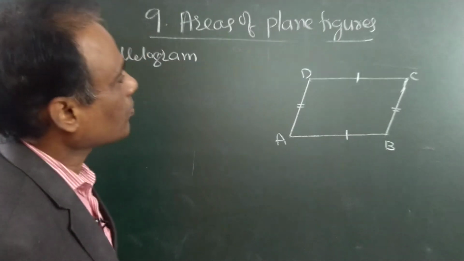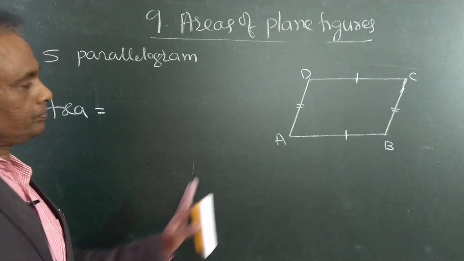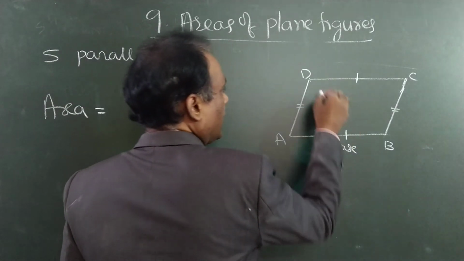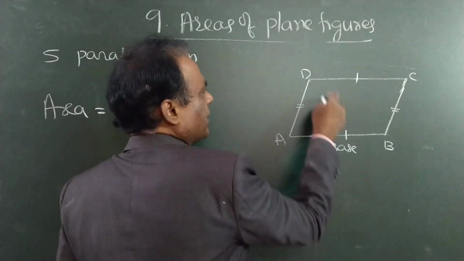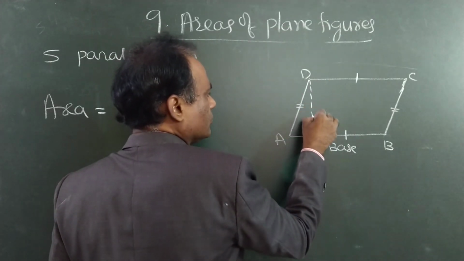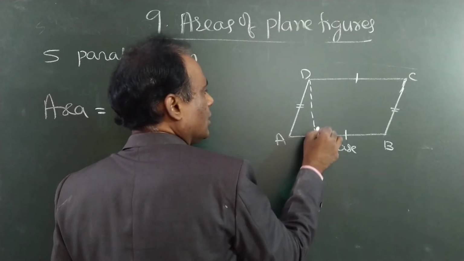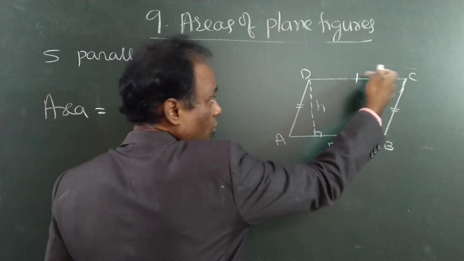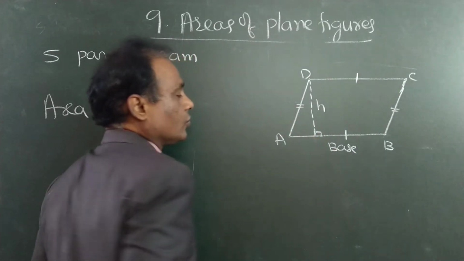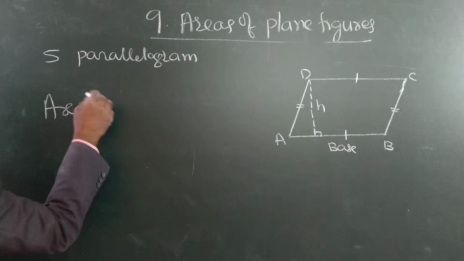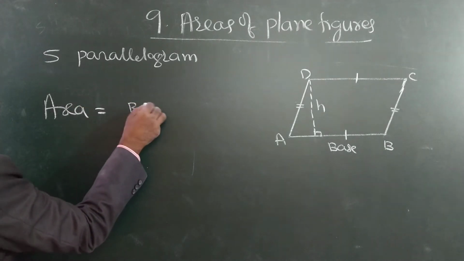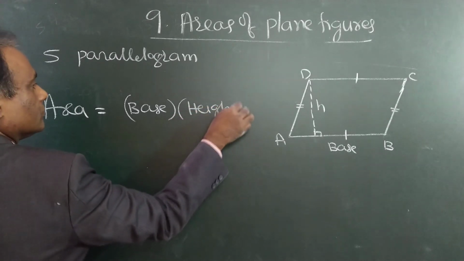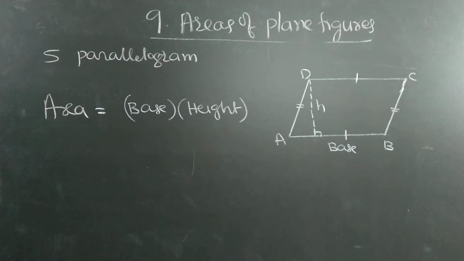See here, what is the formula for the area? This is called the base. If you draw a perpendicular line anywhere, that is the height. Height means it should be perpendicular, 90 degrees to the base. So from wherever you draw, it should be 90 degrees. So area of parallelogram is base into height.